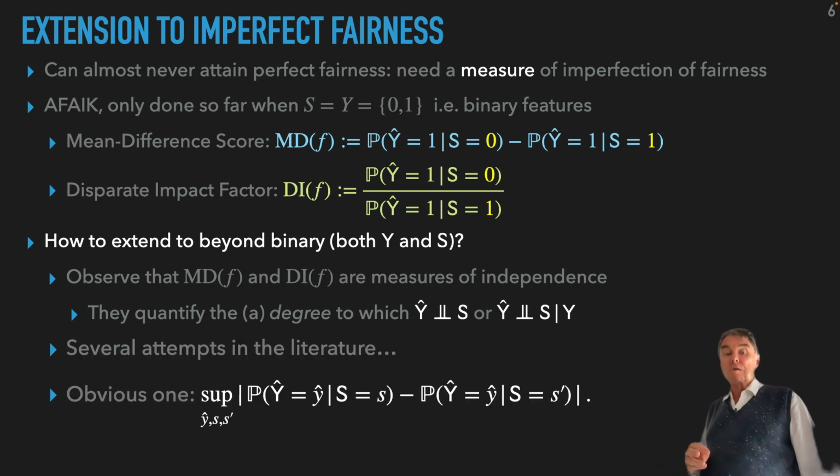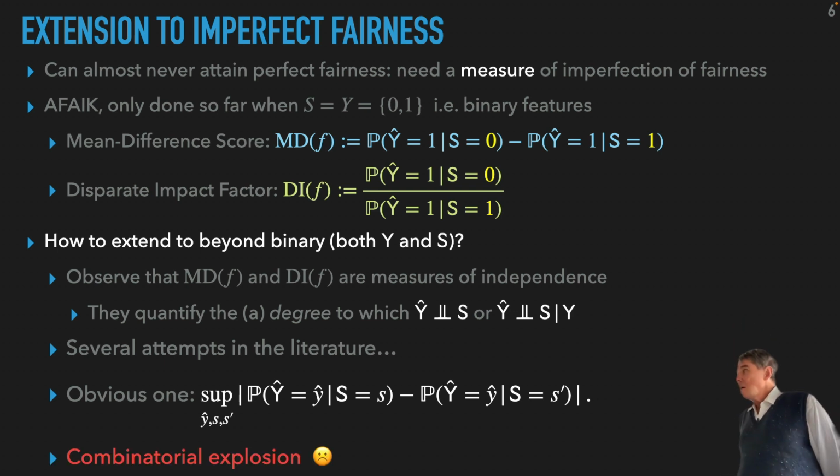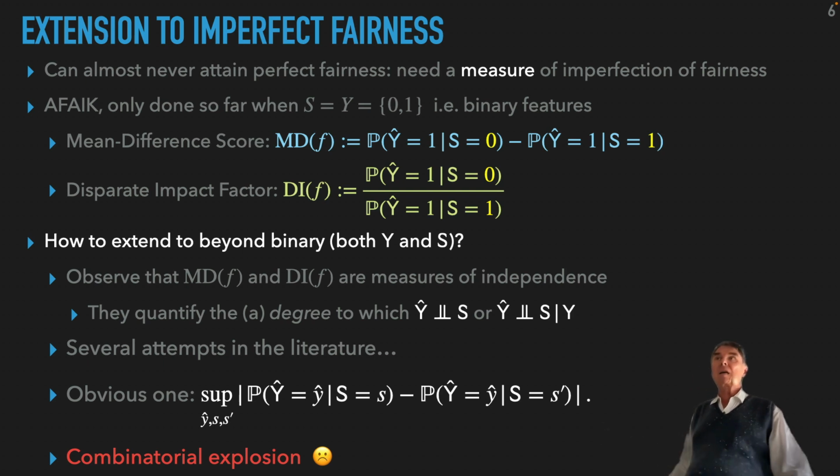And there are several ways that you can do this. There's an obvious one, you just do this worst case thing. You just take a sup over everything and look at the absolute value of the difference. But if you imagine that y and s were non-binary and took on lots of values, you get a combinatorial explosion. And apart from anything else, it's yucky. So is there a more elegant way?